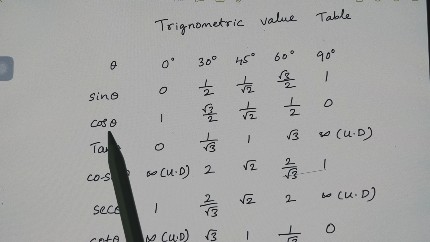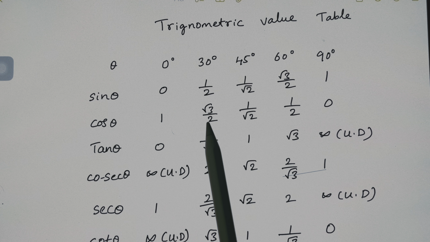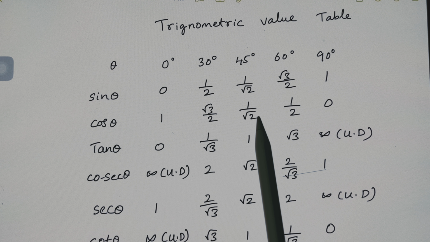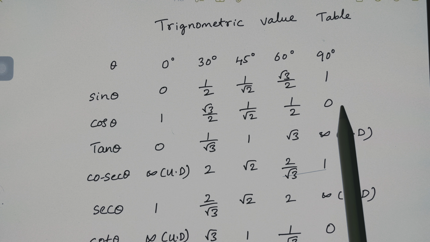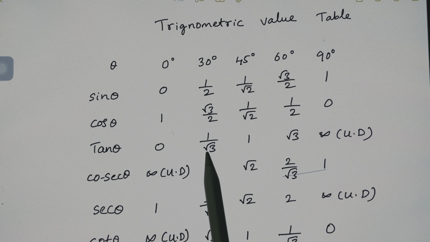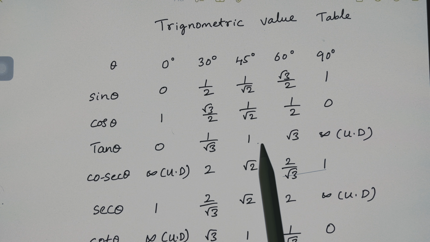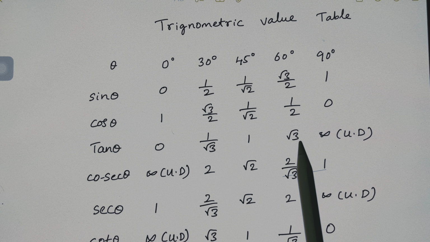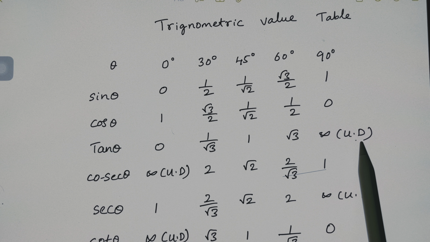Now for cos theta, cos 0 is 1, cos 30 is root 3 by 2, cos 45 is 1 by root 2, cos 60 is 1 by 2, cos 90 is 0. Moving to the third ratio, tan 0 is 0, tan 30 is 1 by root 3, tan 45 is 1, tan 60 is root 3, tan 90 is infinity or undefined. UD means undefined.